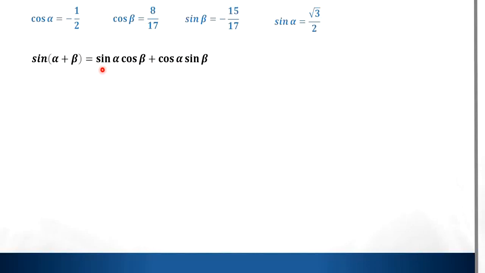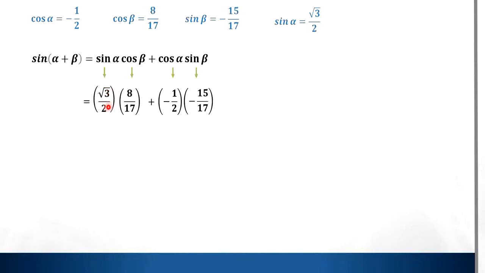So let's substitute all the given values in our formula. Let's replace sine alpha by square root of 3 over 2. So this one is our sine alpha, square root of 3 over 2. Our cosine beta, so this one is 8 over 17. Copy the plus sign. Our cosine alpha is negative 1/2. So this one now is negative 1/2. While our sine beta, that is negative 15 over 17. So after this one, let's simplify.